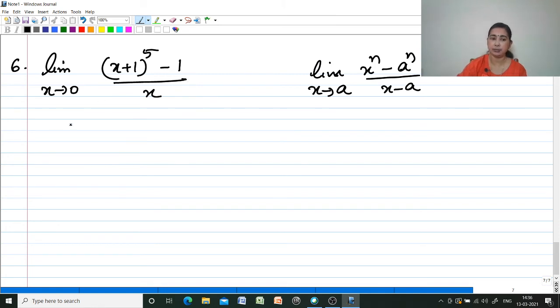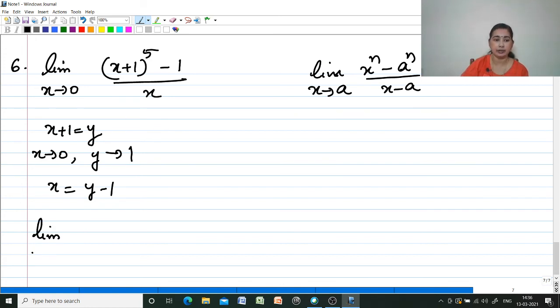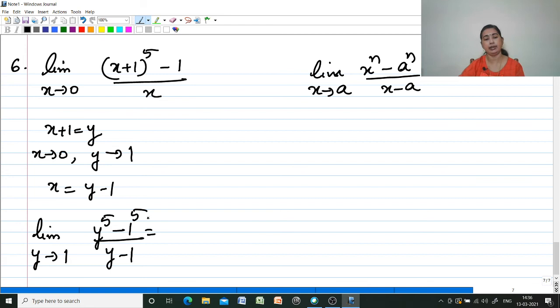If it is substitution method, I have to give x plus 1 is equal to y. So if x is tending to 0, y is tending to 1, and this x can be written as y minus 1. And this limit, what happens to limit? Limit y tends to 1, instead of x plus 1, y raised to 5 minus 1 raised to 5 divided by y minus 1. We can directly give the standard result, 5 into a is 1 raised to 5 minus 1, that is 4, answer is 5.